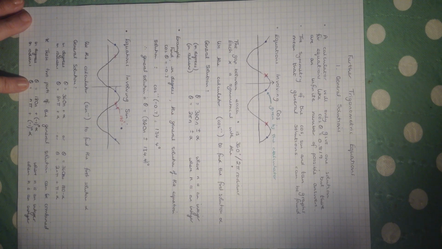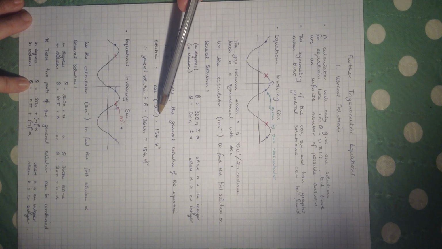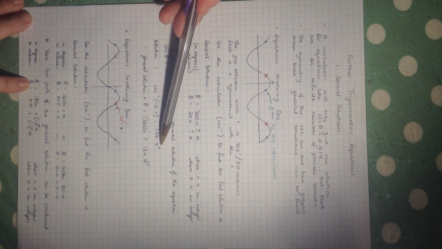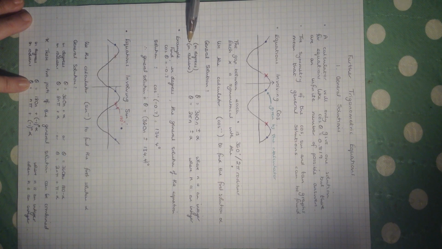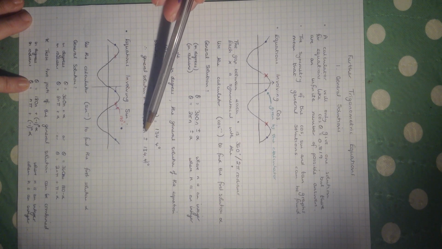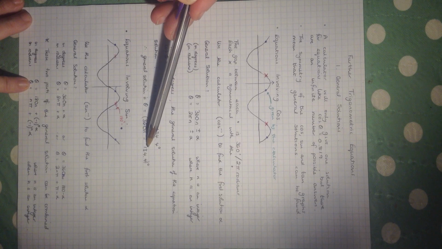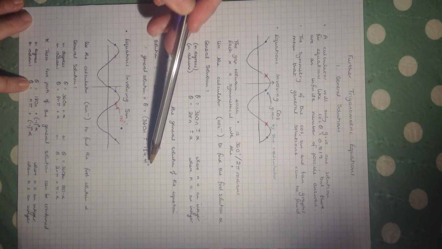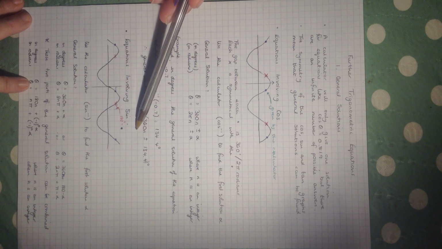So for example, if we want to find in degrees a general solution of the equation cos theta equals minus 0.7, we use the calculator. So inverse cos of minus 0.7 is 134.4 degrees, and then we just substitute into the general solution. So theta will be 360 times n plus or minus 134.4 degrees, and n can be any integer.